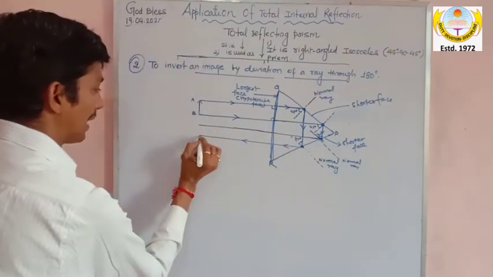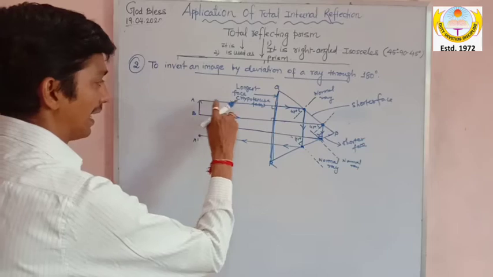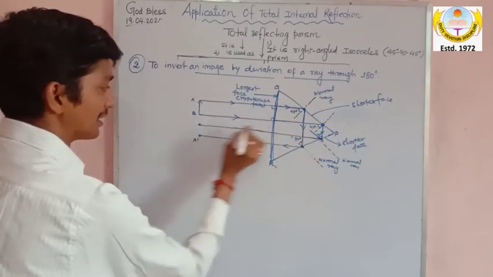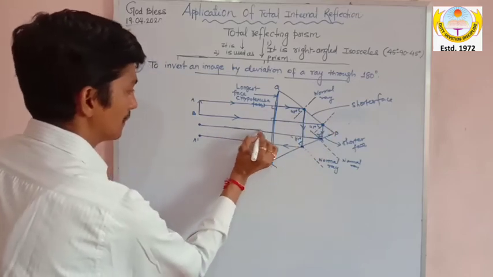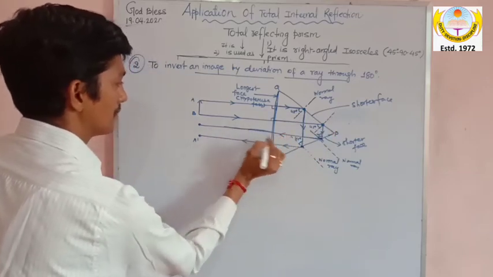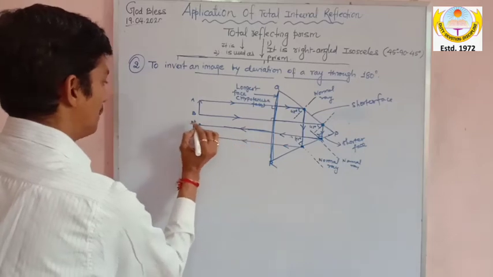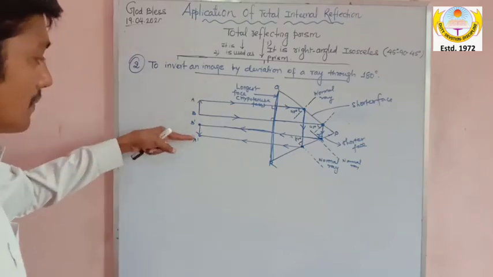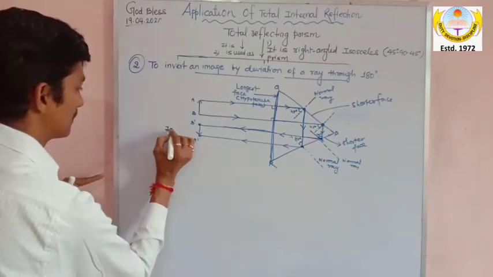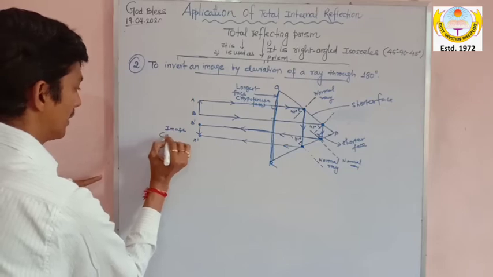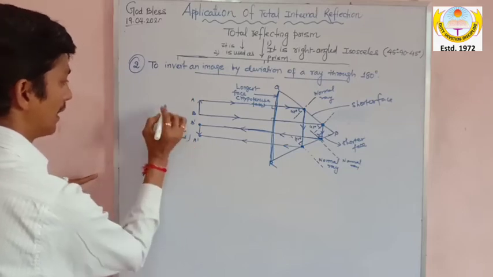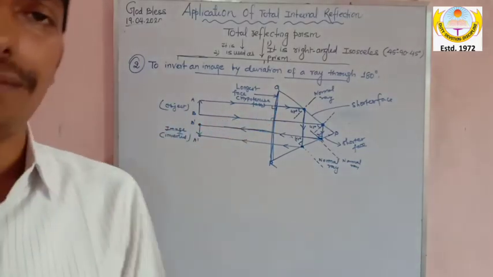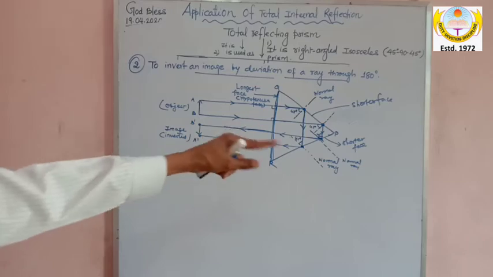B. So here I am getting A dash, because this is A. You can see this is A. So here it is A dash, and this is B. I write B dash, and here I can see the image is inverted. This is image inverted, and this is your object. You can see the diagram of this question, my dear, that how this is happening.